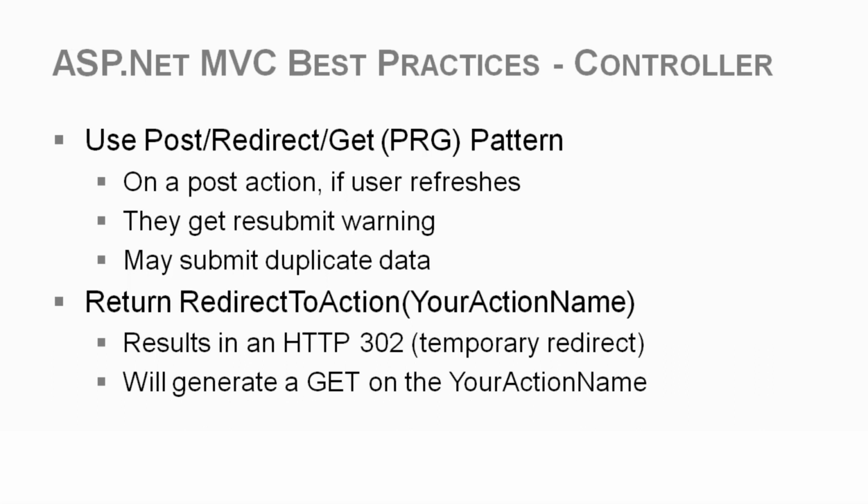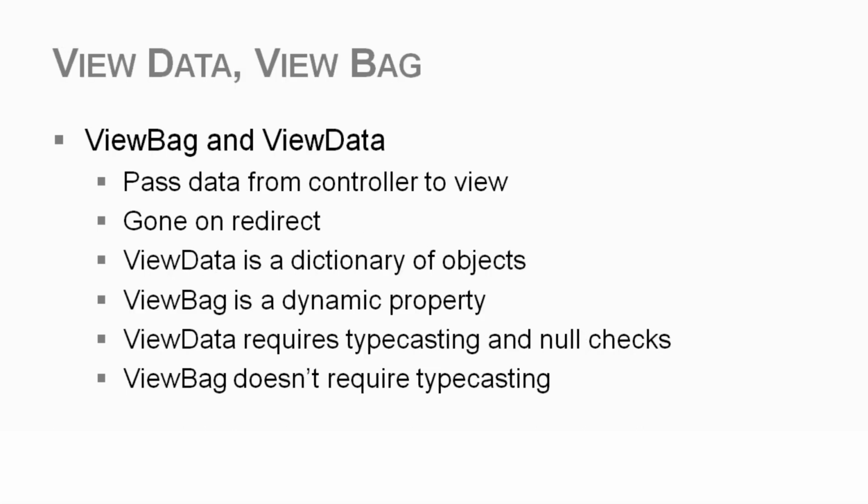If you actually do say, yeah, sure, go ahead, then you may be submitting duplicate data. One way to avoid that is to use the PRG pattern. What that essentially does is you return a redirect to action and pass in an action name. This will result in an HTTP 302 or temporary redirect, and it will generate a get on your action name. So the user, if they refresh, won't see that nasty resubmit warning, and you won't get duplicate data. So those are some best practices for the model, view, and controller.